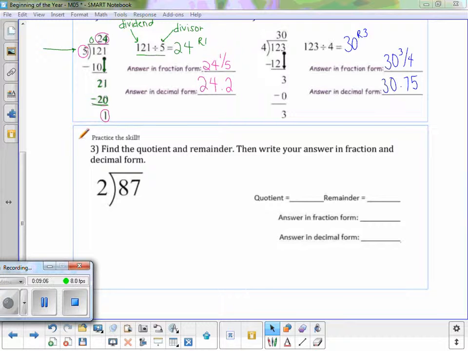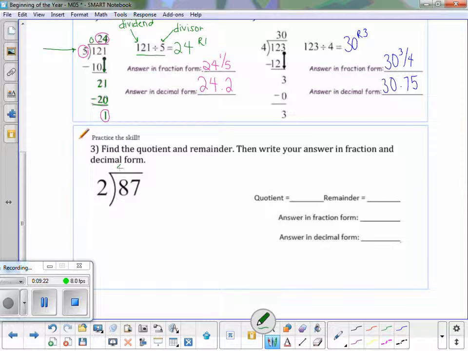Okay. So, looking at number 3 down here, I'm going to go through just the steps for long division. So if you're feeling a little bit shaky about that, listen carefully. So 2 goes into 8. How many times, everybody? 4. Whew, you got it. So I'm going to put my 4 up here. And then 2 times 4 is 8. So I put my 8 down there. I'm going to subtract.